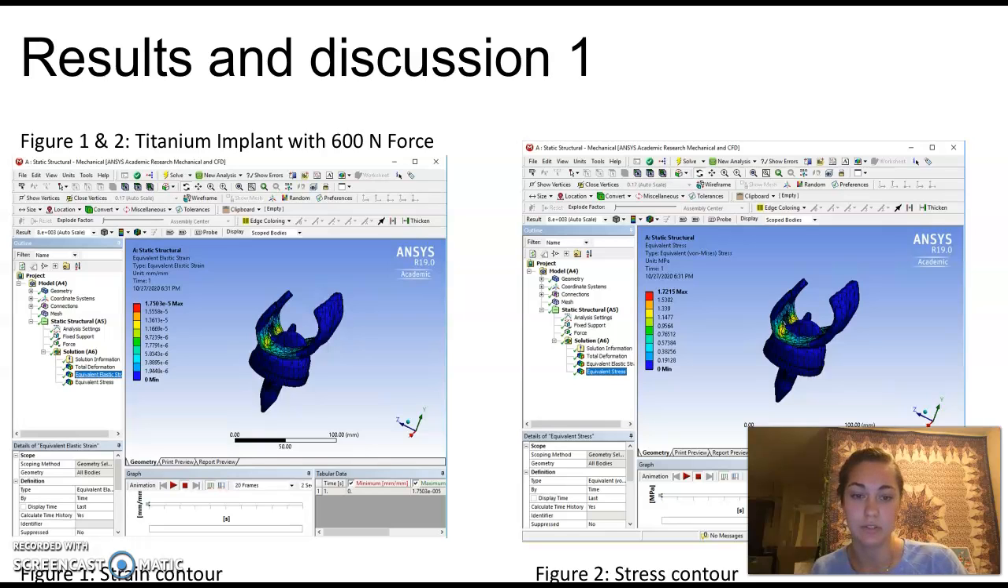Okay, so here is showing our results from the titanium implant with 600 newtons of force. So on the left side in figure 1 is the strain contour, and we can see that the max was 1.7 times 10 to the negative 5, and that is in millimeters. And then on the right is our stress contour, showing the maximum stress of 1.7, and those units are in megapascals.